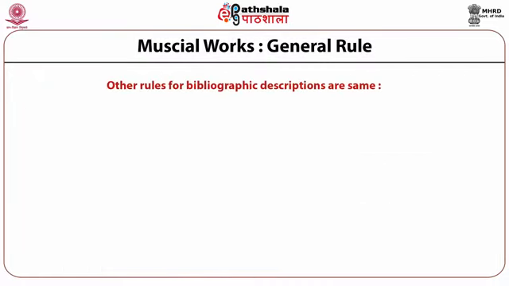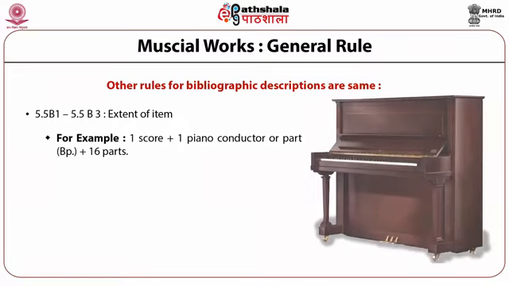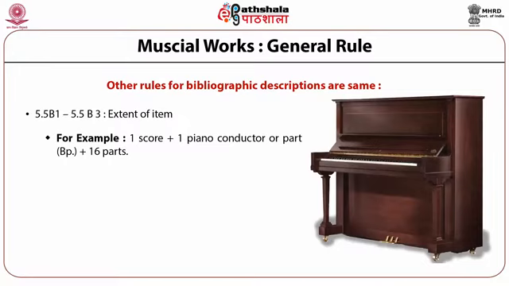Then all other description parts are the same as I have told you. In 5.5B, the other physical details are given. For example, one score, 1 plus 1 piano. Then say how many parts there are in the piano. Suppose there are 5 parts. You write 5 parts. Then give the dimension.